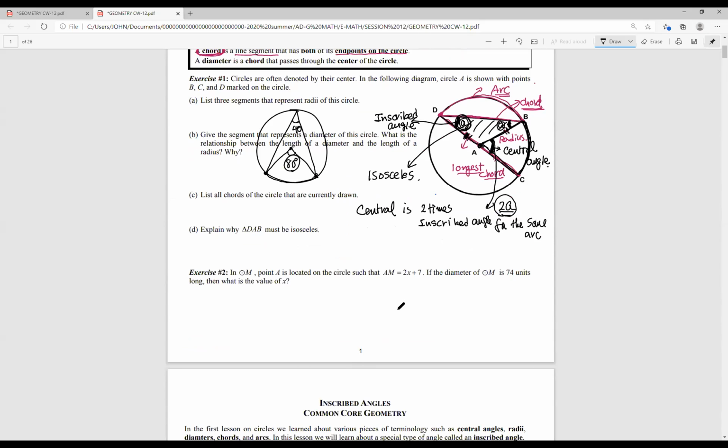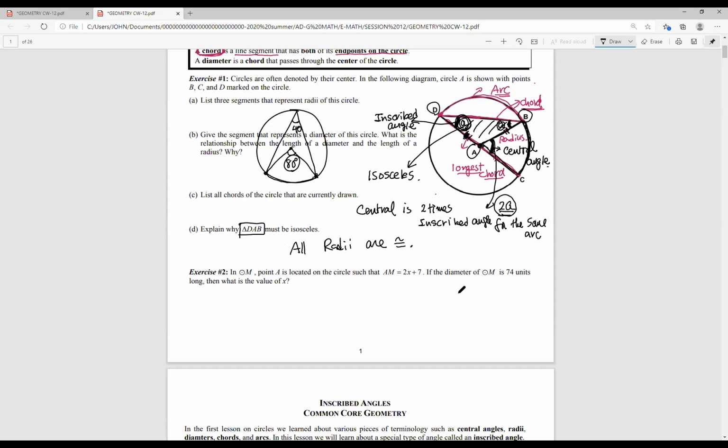Okay, we know that triangle DAB is isosceles, because we know that two sides are radii, and our radii are congruent. That's why that is an isosceles triangle. So exercise 2, I think we don't need this one, right?